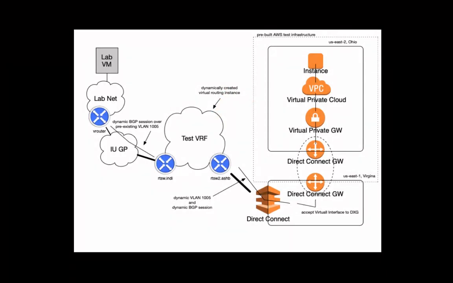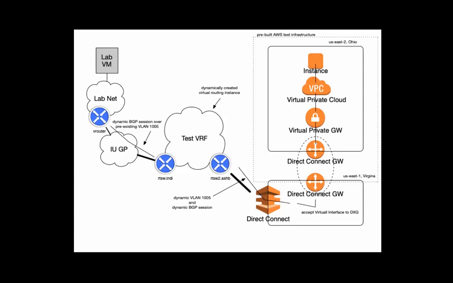Before we start the demo, I'd like to explain very quickly what you will see. The right side of this diagram shows everything that is pre-configured in Amazon. There is a virtual instance connected to a virtual private cloud, which is connected to a virtual private gateway, which is connected to a direct connect gateway that is already pre-configured.